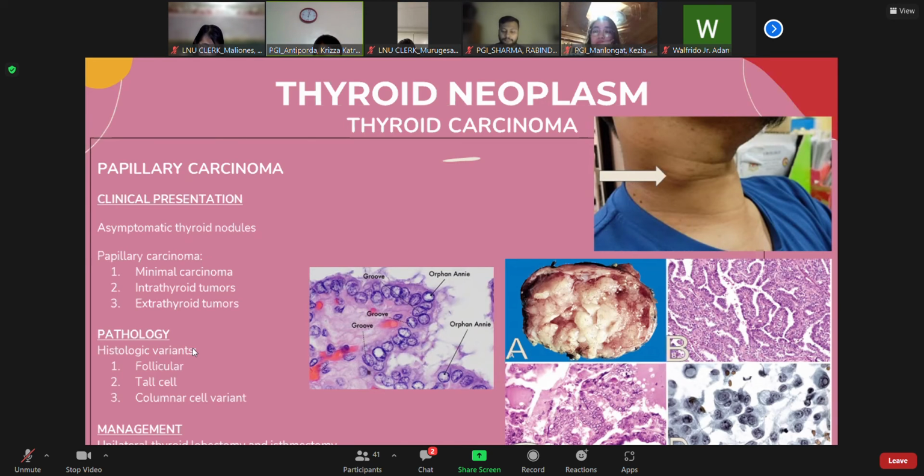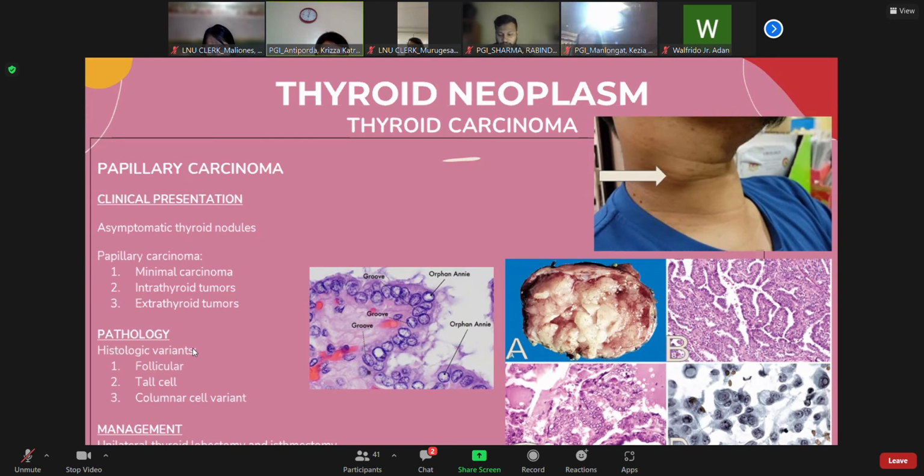For the pathology, gross examination, let's discuss picture A. In picture A, there's the appearance of the papillary carcinoma with grossly discernible papillary structure. Papillary carcinoma is firm and not encapsulated. Picture B is an example of well-defined formed papillae.